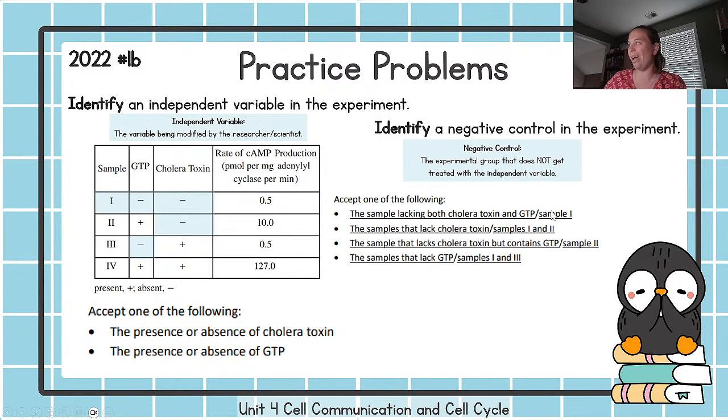You could have put sample 1. You could do 1 and 2. You could do 2 alone. You could do 1 and 3. You could not do 3 alone because the next question is about to tell you that sample 3 is a control. So you could not do 3 alone. But you could talk about samples 1 and 2, sample 2, and then 1 and 3. And you were able to describe the sample as lacking both components, or lacks just the cholera, or lacks the cholera and contains the GTP, or lacks the GTP. So that encompassed all of those options, and you really had a lot of options you could choose here.